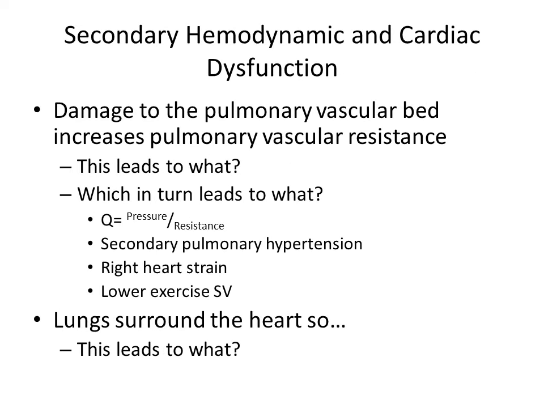So, secondary hemodynamic and cardiac dysfunction. Damage to the pulmonary vascular bed increases pulmonary vascular resistance. So that leads to what? Well, that leads to higher pressures on the right side of the heart. Remember, the right side of the heart is the side of the heart that pumps blood to the lungs. And if you deal with chronically high pressures on the right side, that can lead to right side heart failure. And so you can get secondary pulmonary hypertension, right side heart strain, and lower exercise stroke volume.